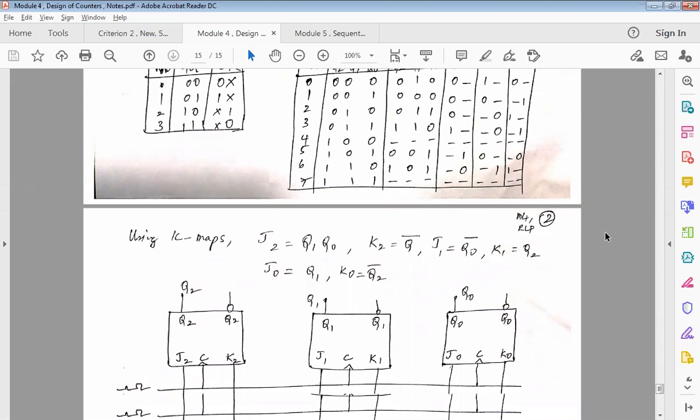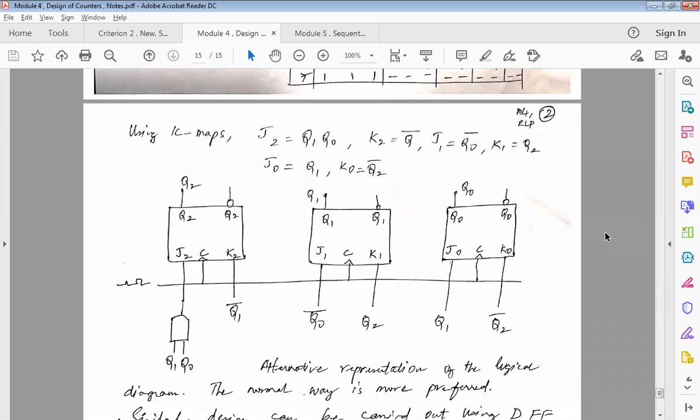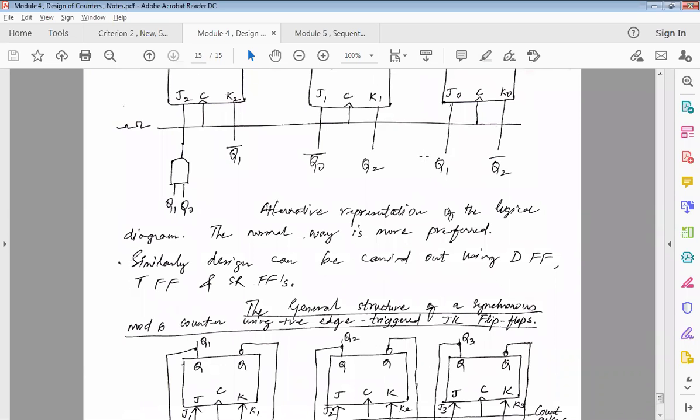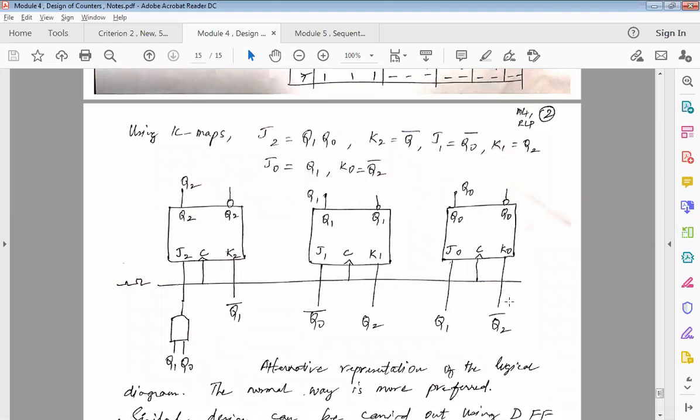Based on your equations, you can either use an inverter. You can give Q2 to an inverter and then pass that output of the inverter to K0. That's also fine. Or directly you can just give Q bar. That is also fine. Ultimately, make sure that your equations are mapping to those inputs, either J1, K1, J2, K2, whatever. It should map to those inputs.